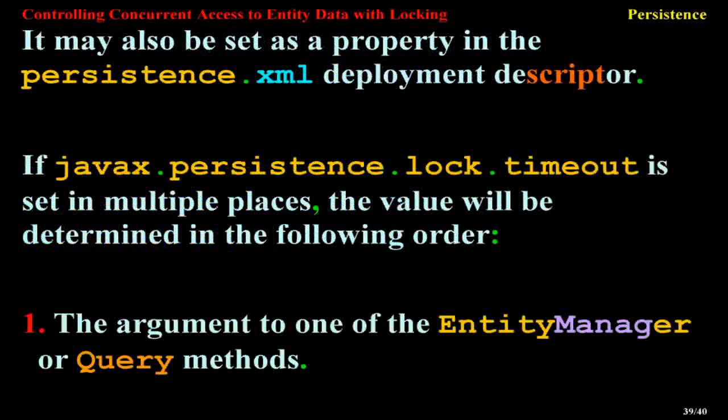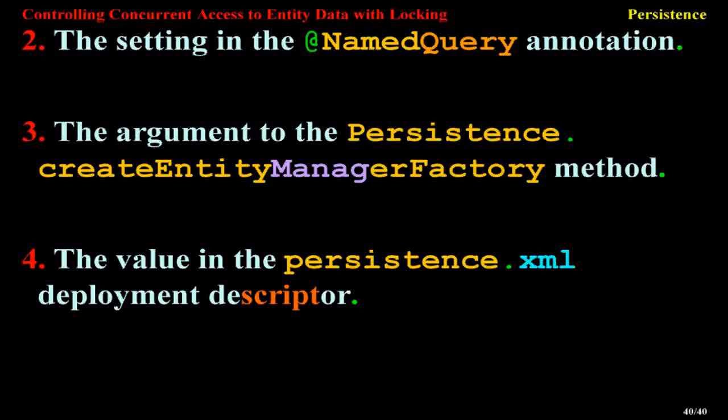If javax.persistence.lock.timeout is set in multiple places, the value will be determined in the following order: the argument to one of the EntityManager or Query methods, the setting in the NamedQuery annotation, the argument to the Persistence.createEntityManagerFactory method, the value in the persistence.xml deployment descriptor.